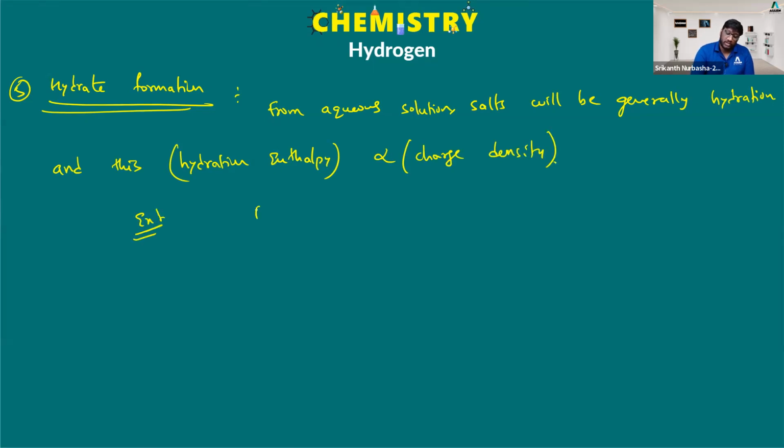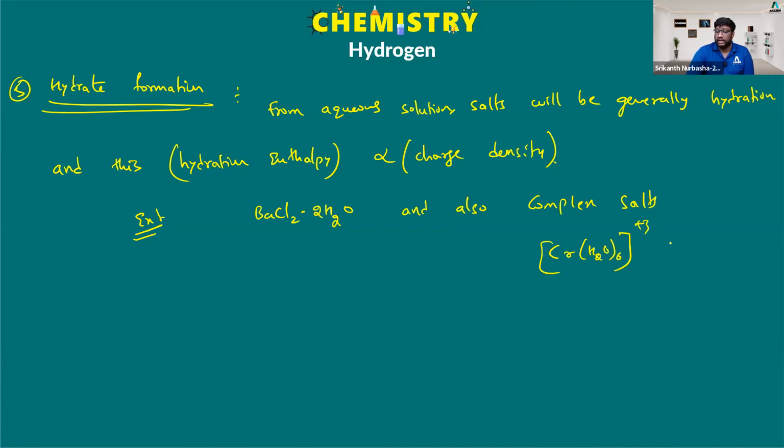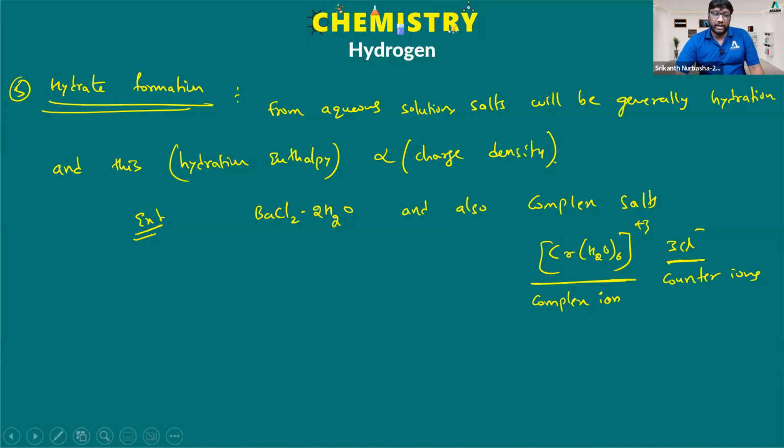Example, group 2 salts like barium chloride, BaCl2 will exist as BaCl2·2H2O, and also complex salts, like a chromium complex [Cr(H2O)6]3+ and 3Cl minus. These are the counter ions. This is the complex ion. The complex ion and counter ions are present. Wherever we have more charge density, the extent of hydration will be greater. Because of more extent of hydration, you will have more H2O molecules surrounding. Is that clear or not? Is everything clear so far?